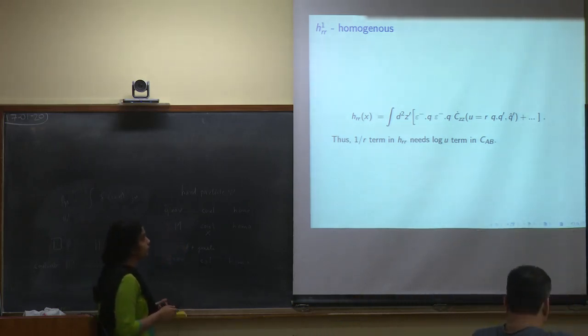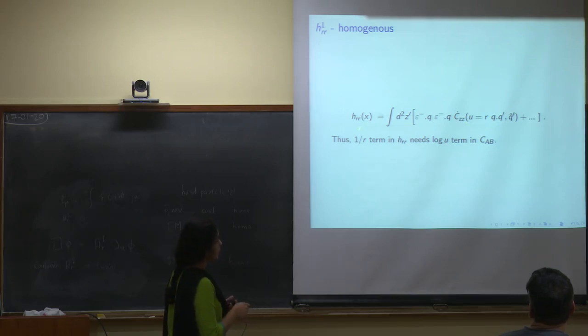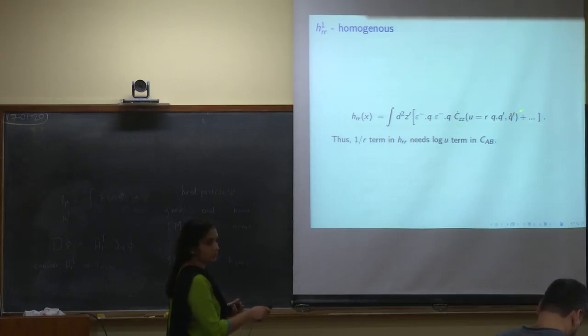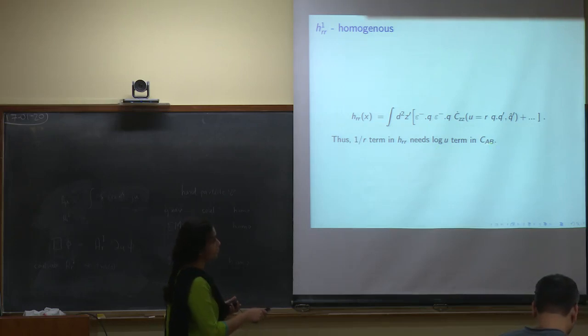So here you have to substitute this u to be this term later on. Now you can get a 1 over r term here only if you have log u kind of behavior in CZZ. Since this is a derivative, a derivative would produce a 1 over u, and then you have to substitute u equal to r comma something. So a 1 over r term in HRR is related to a log u term in the free data.